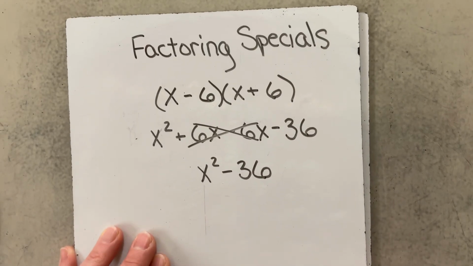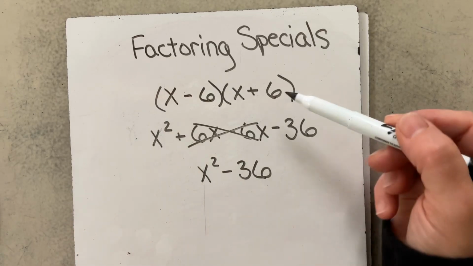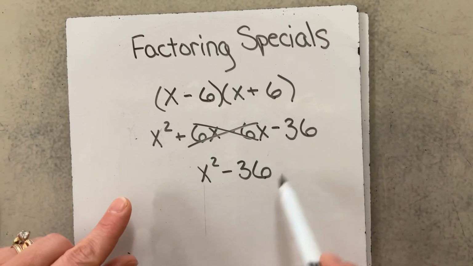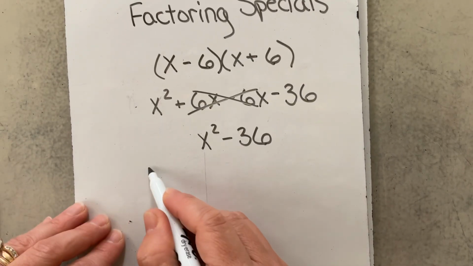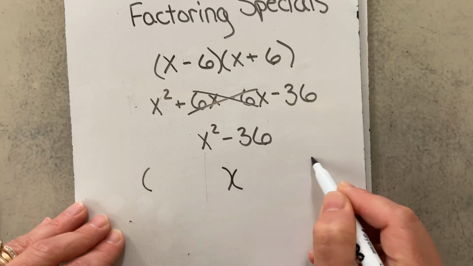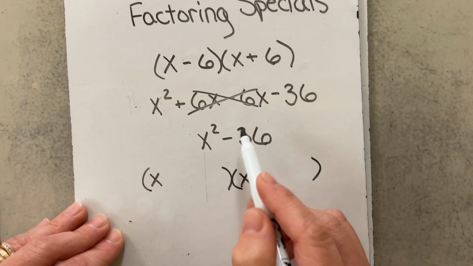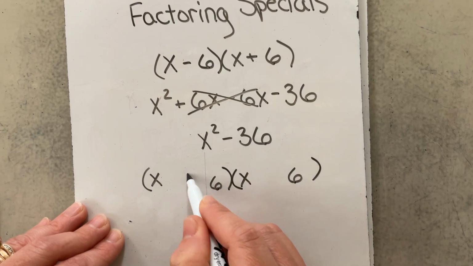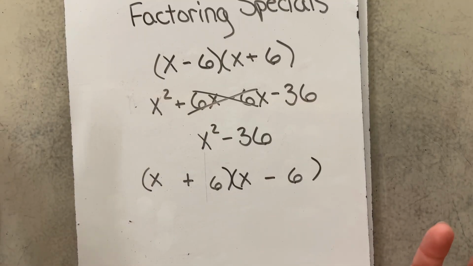We talked about this being the difference of two squares: this one squared, difference means minus, and this number squared. Whenever we see these, we want to be able to go back to their factored form. I know x squared is x times x, and 36 is 6 times 6, and a minus means I have different signs, so I have a plus and a minus.